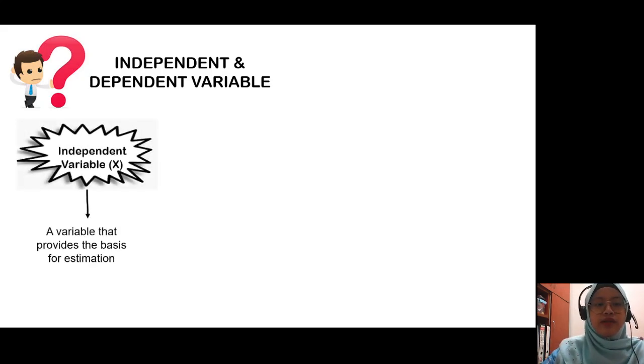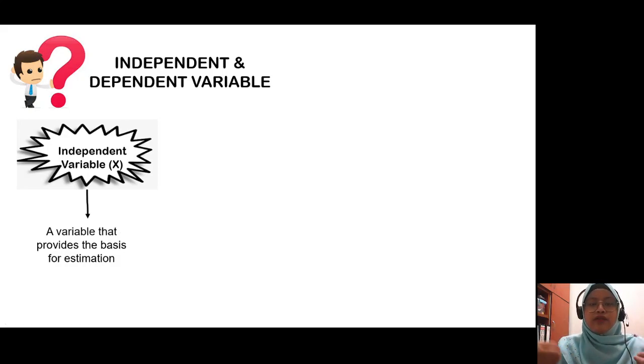Independent means that it does not depend on the others. Okay, independent is not dependent on the other. That is the x value. So your x variable is the independent variable, a variable that provides the basis for estimation. So y is the estimated value.